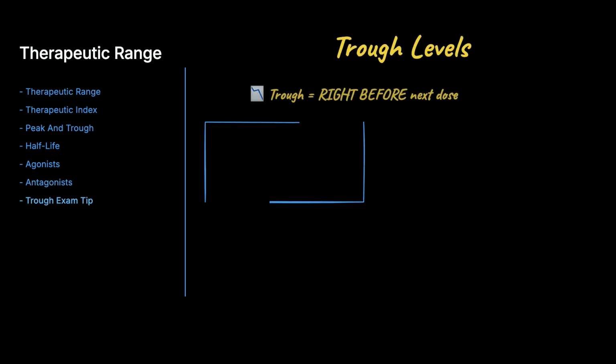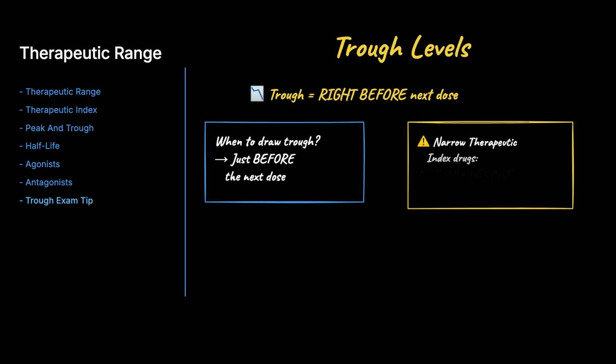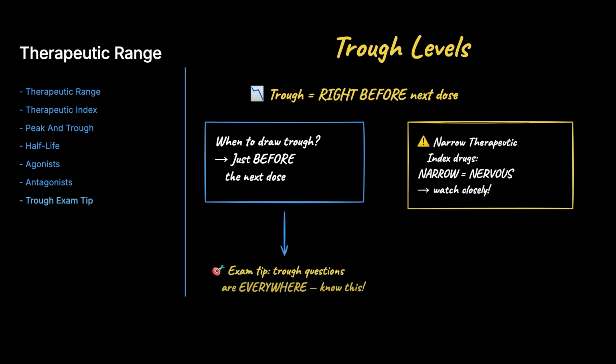On your exam, watch for trough questions because they are everywhere. If a question asks when to draw a level to check the lowest amount, the answer is right before the next dose. Also remember that narrow therapeutic index drugs need careful monitoring. A simple trick is that narrow means nervous, so you watch those drugs closely.